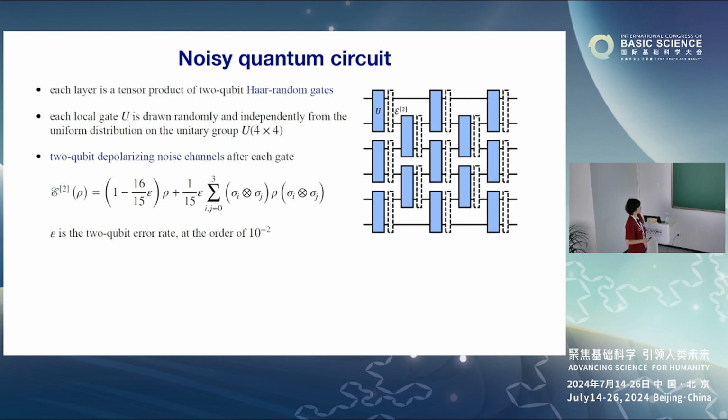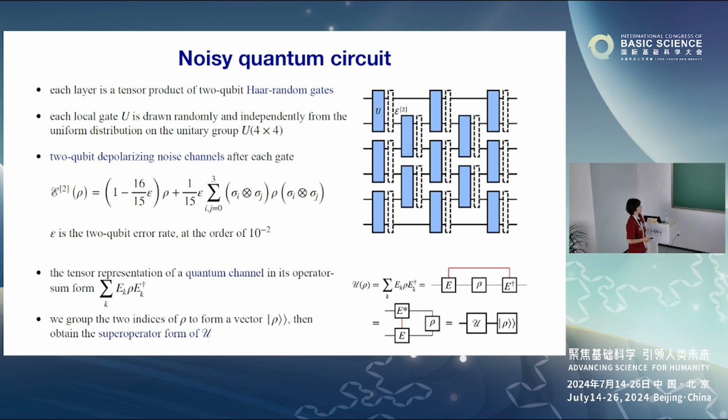So, for example, we can add a 2-qubit depolarizing noise channel like this, and this epsilon is the 2-qubit error rate. Experimentally, it usually has the order of 10 to the minus 2. And so we can look at this noise channel more carefully like this. The tensor representation of the noise channel has the operator sum form like this.